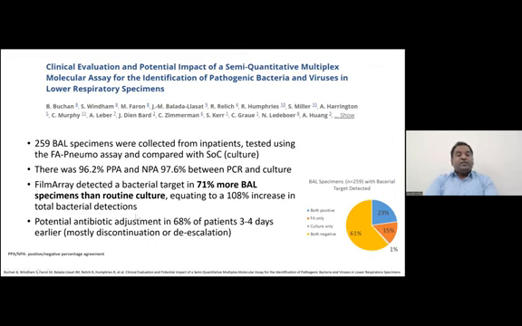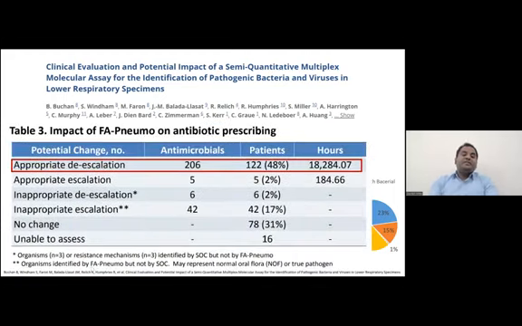This FilmArray test detected a bacterial target in 71% more BAL specimens than routine culture. And there was a potential antibiotic adjustment in 68% of patients 3 to 4 days earlier. Probably this is one of the most important things we have to focus upon: this test may help us in discontinuation or earlier de-escalation of therapy. In 48% of the patients, there was an appropriate de-escalation of antibiotics based upon the resistance pattern identified by the BioFire testing.